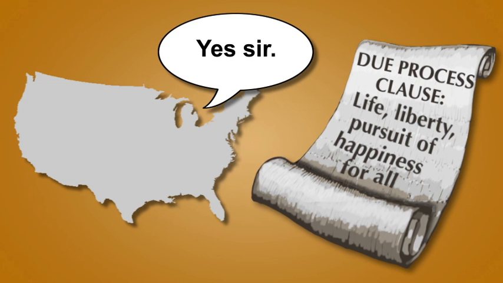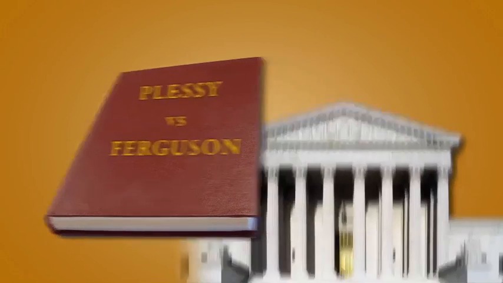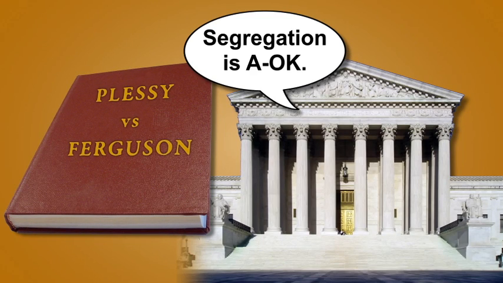The idea of equal protection came into question during the Plessy versus Ferguson case, when the Supreme Court ruled that the separate but equal conditions of segregation were upheld as constitutional.